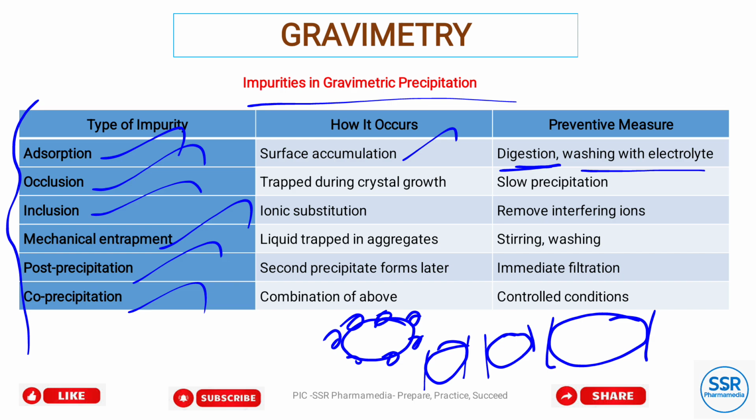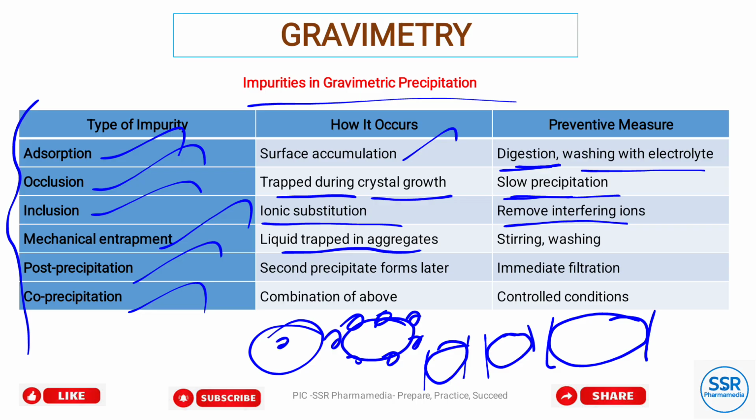Occlusion means impurities trapped inside the crystals during crystal growth. It is prevented by slow precipitate formation. Inclusion is ionic substitution. It is prevented by removing interfering ions. Mechanical entrapment means liquids, that means water or any liquids, trapped in aggregates by the crystals. It is prevented by proper stirring and washing.